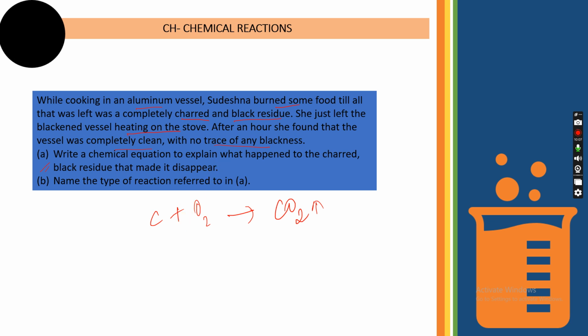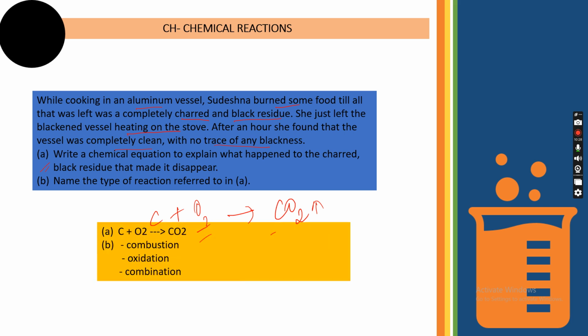So you can write any of the three. Okay, it can be combustion, you can write combination also, or you can write oxidation also, right? Addition of oxygen. So you can write any of the three, or you can mention all the three, there is no issue in that. So it's better if you write three, or you can go for any one, and you'll get marks for either of them. So combustion, oxidation, combination, if you write either of them, it is correct.